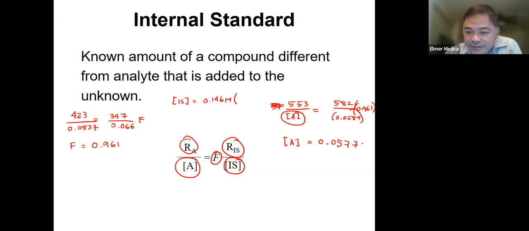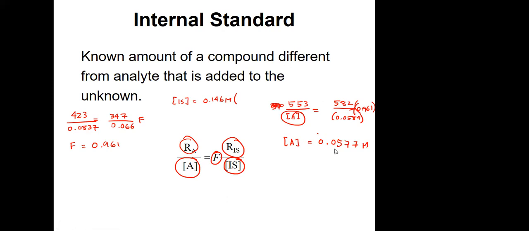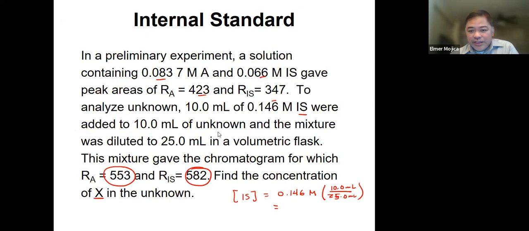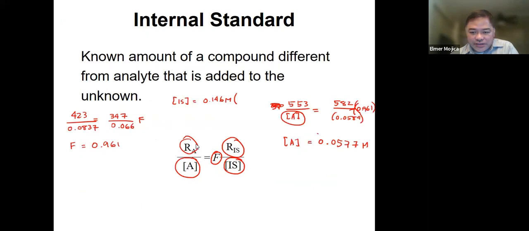Now, is this the final answer? No, po. Okay. So this is just the concentration in the mixture. What else do you need to do? You have to look at the so-called dilution factor. So remember the dilution that we have based on the given: you have 10 ml of the unknown mixed with the internal standards to give you 25. So that means you have to multiply this with 25 over 10. That's the dilution factor. Dilution factor is just the reverse of dilution.